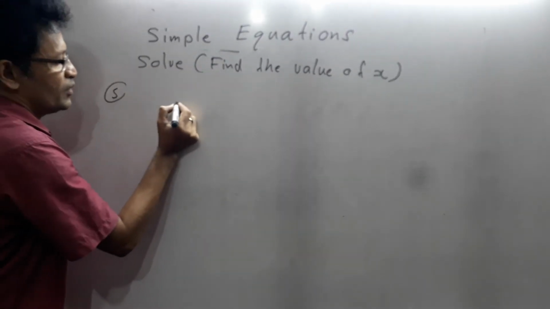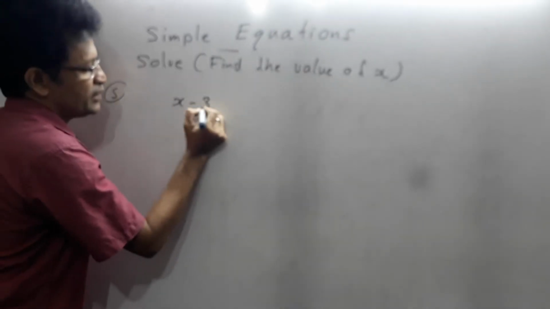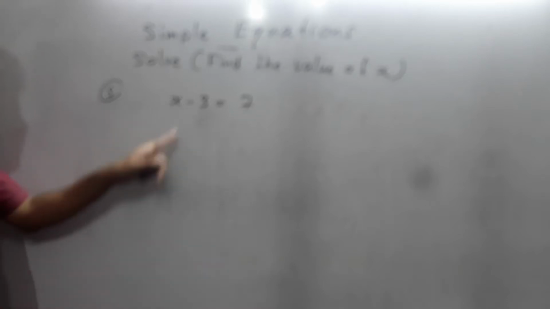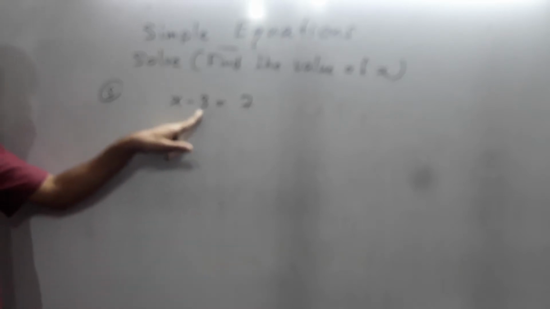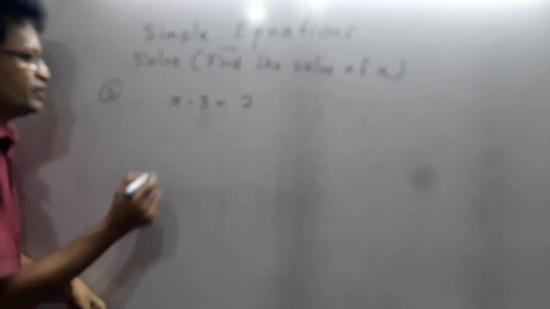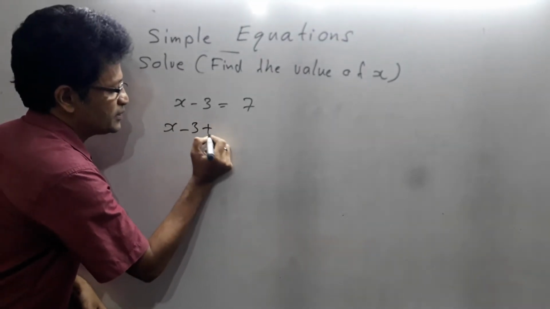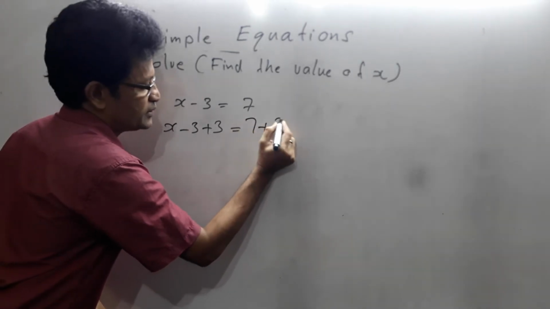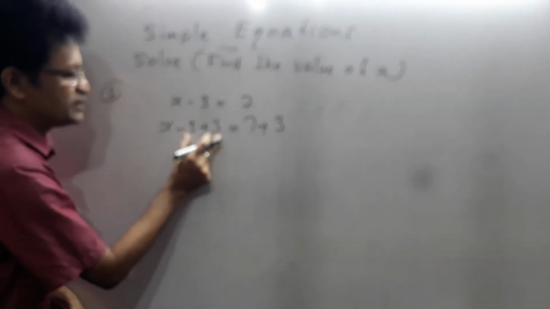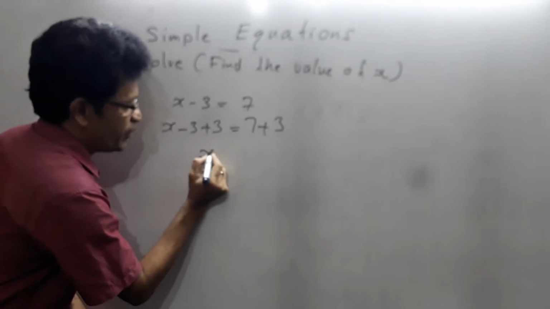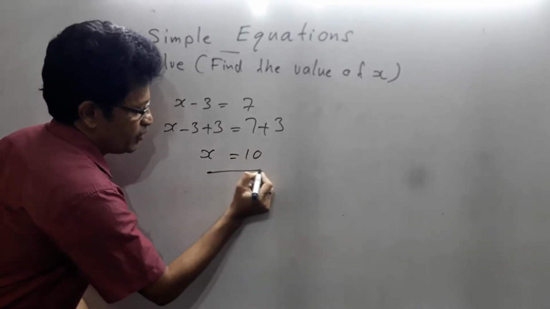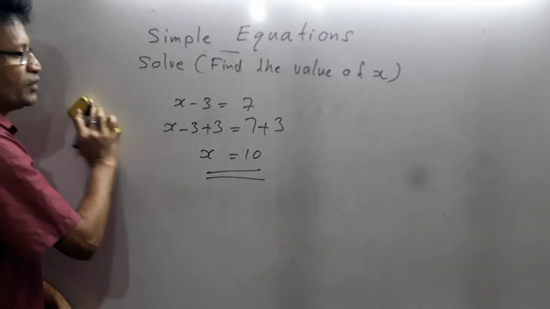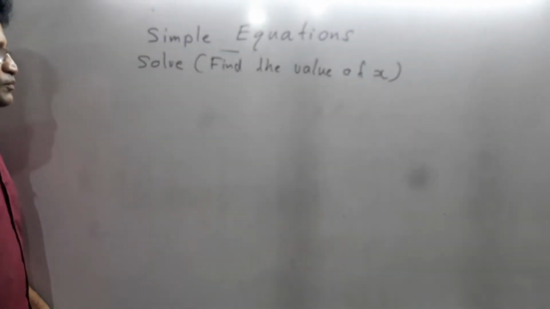Fifth question. X minus 3 equals 7. How to find the value of x? So here minus 3. To cancel the minus 3, I have to add the 3 here. So x minus 3 plus 3. So this side also I have to add the 3. Then 7 plus 3. So minus 3 and plus 3 will get cancelled. So this side we have x. Here 7 plus 3 is 10. Now we can check the answer. 10 minus 3 is what? 7. Correct? Our answer is correct.